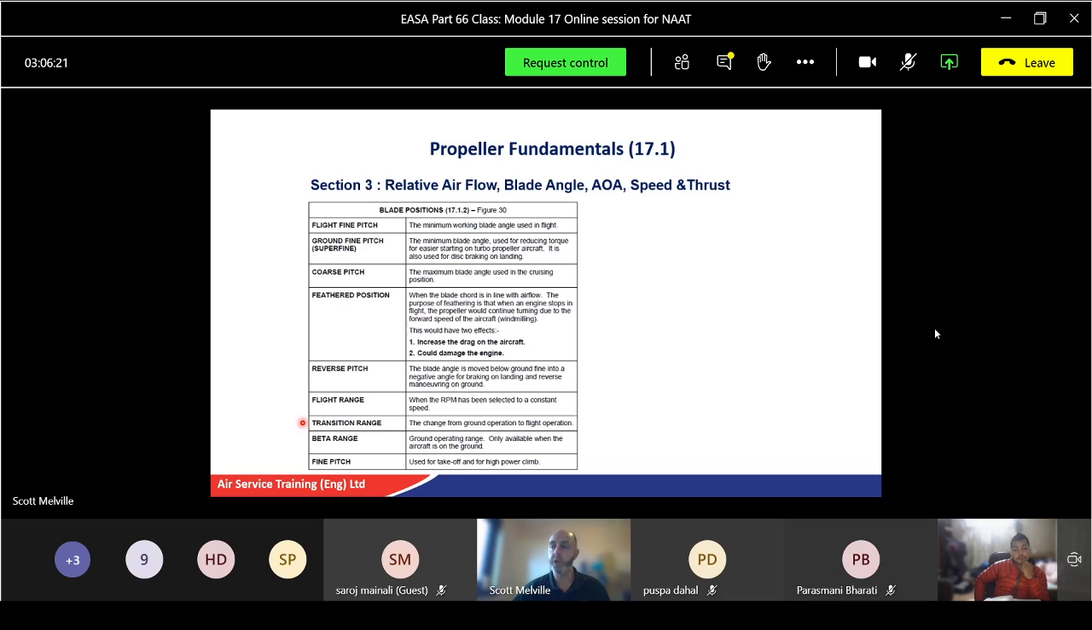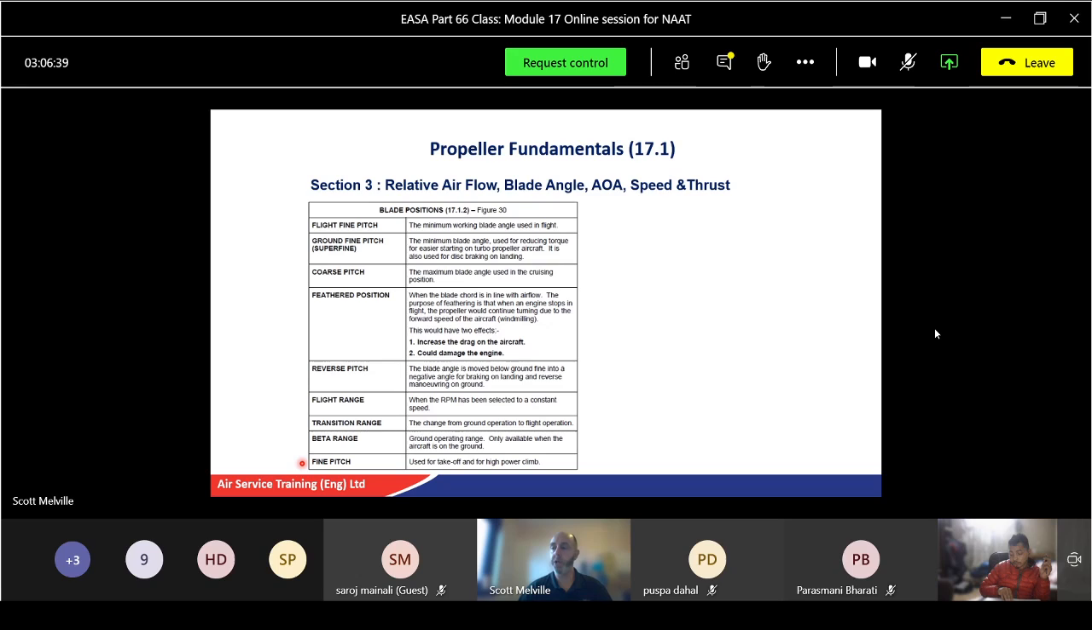And reverse pitch also goes into what's called beta range. Beta range is for reverse thrust range only available when the aircraft is on the ground. If you try to do that in air, one, it won't allow you, but two, if you did manage to do it, you would just rip the wing off. Okay, it'd be too much.